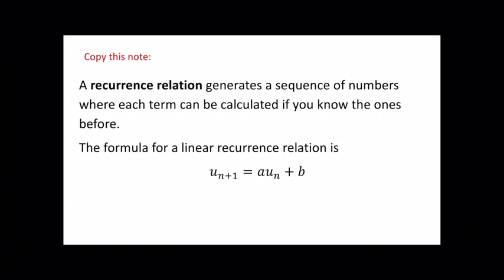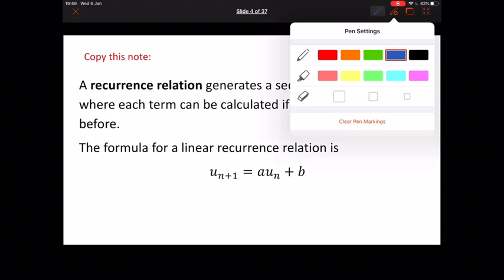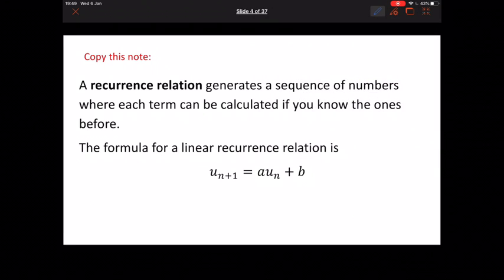A recurrence relation generates a sequence of numbers where each term can be calculated if you know the ones before. So you're calculating terms in a sequence based on the previous term. We use a specific piece of notation for a recurrence relation. The formula for a linear recurrence relation is u(n+1) = a·u(n) + b. That's completely new to us. We've not really seen notation like that before, but it is quite simple.